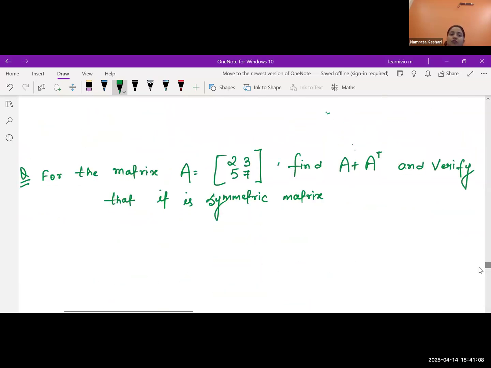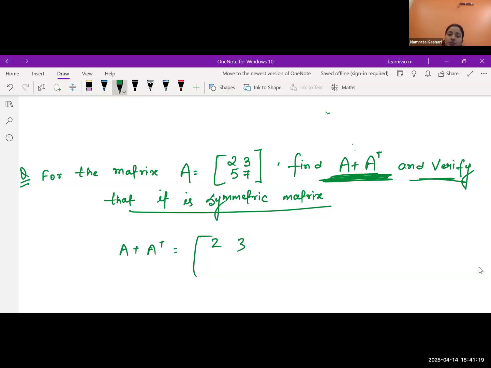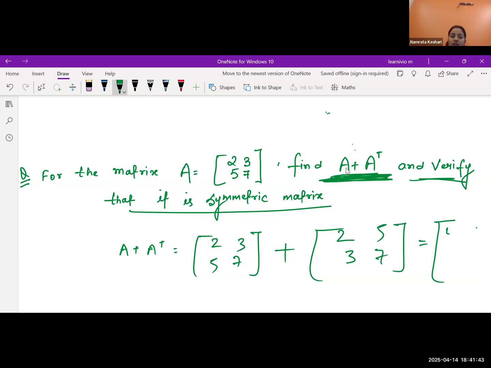And here, for the matrix A, find A plus A transpose and verify that it is symmetric. So directly I am writing A plus A transpose: our A is 2, 3, 5, 7, and A transpose is 2, 5, 3, 7. Adding, we'll get 2 plus 2 is 4, 8, 8, and 14.